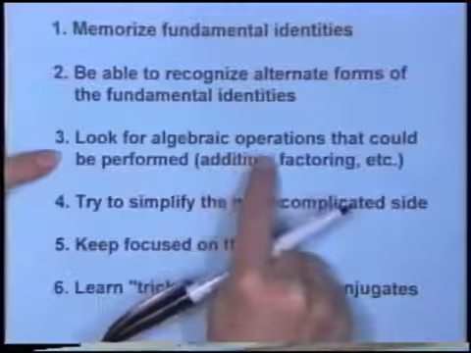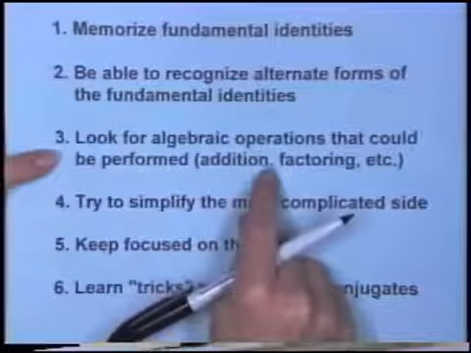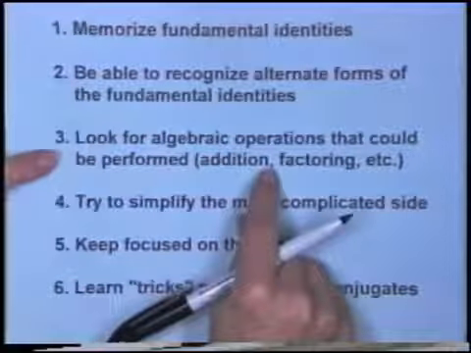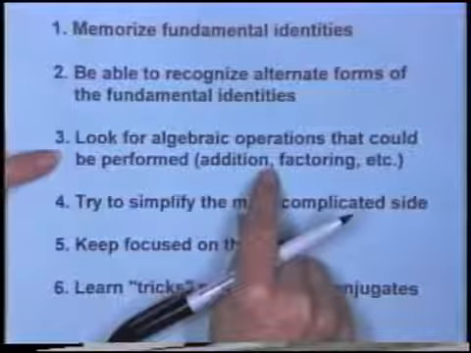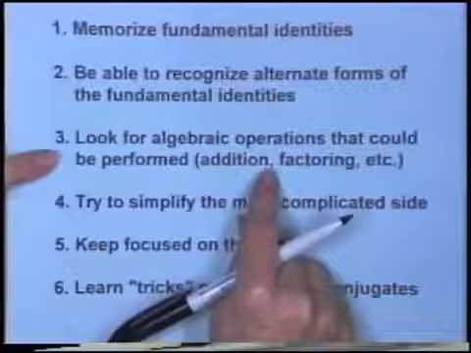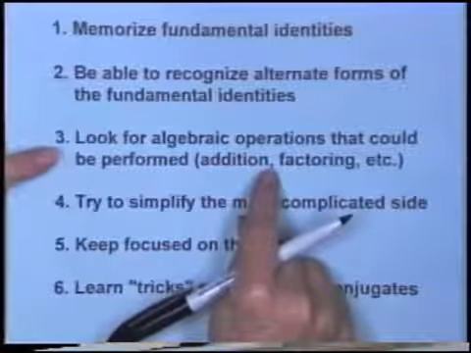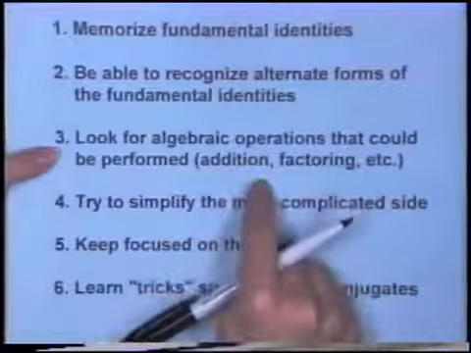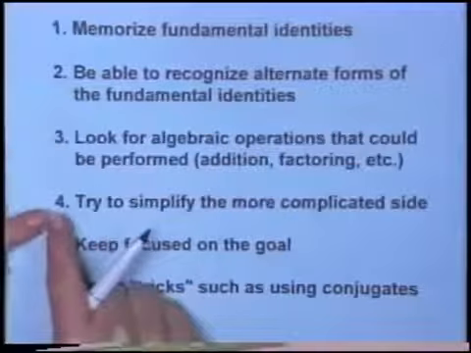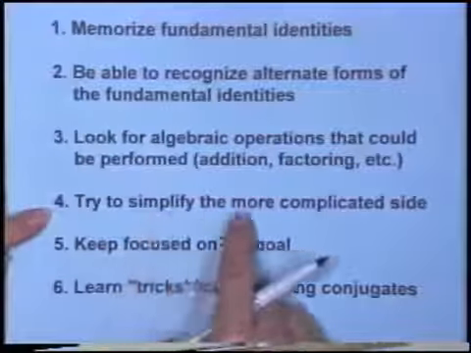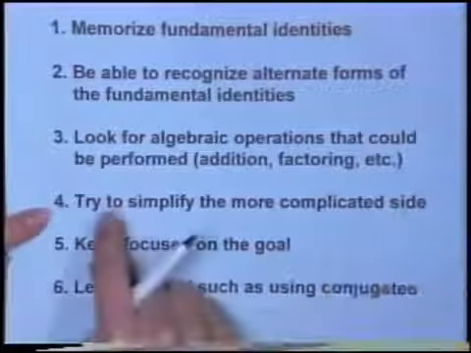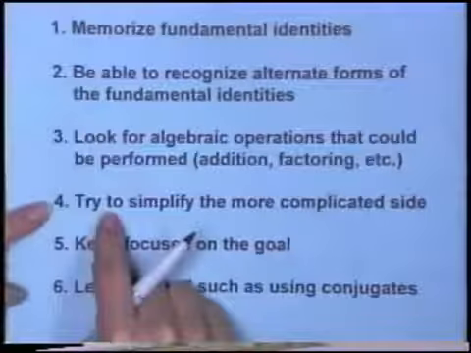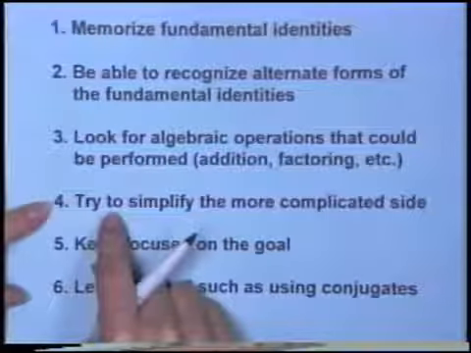When we do these algebraic operations, we have to, of course, follow the rules from algebra. For instance, if we add two fractions, then we must have a common denominator and those sorts of things. I believe as we work through our identities, you'll see how we use these algebraic operations. Number 4 says to try to simplify the more complicated side. Usually it's easier to simplify something than to make it more complicated.